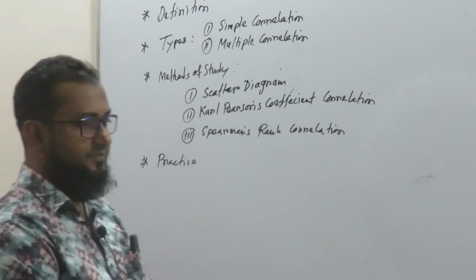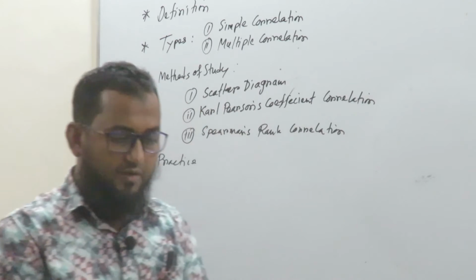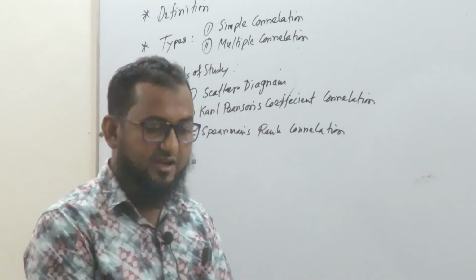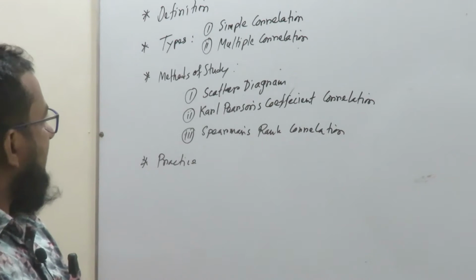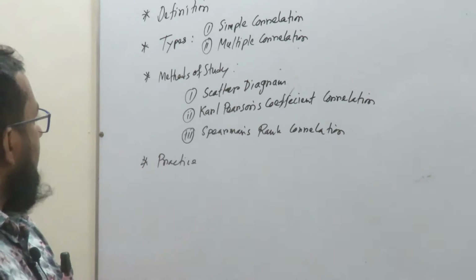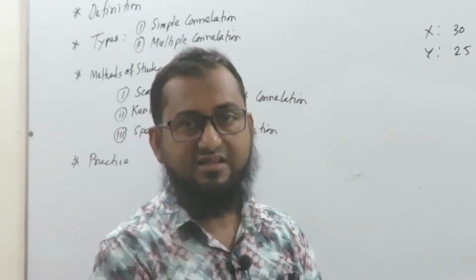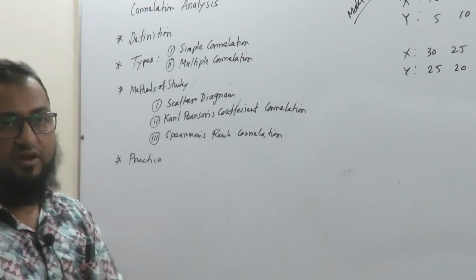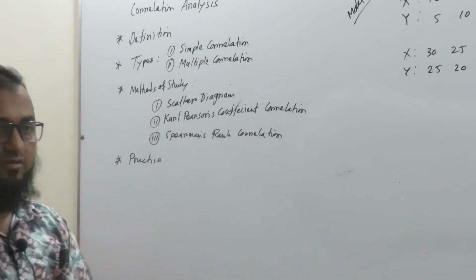Types of correlation. Dear students, there are two types of correlation we find in statistical history. First one is simple correlation, the relationship between two variables, not more than two. And multiple correlation means the relationship between more than two variables. As per your syllabus, according to National University, we have to study simple correlation, that is, the relationship between two variables.